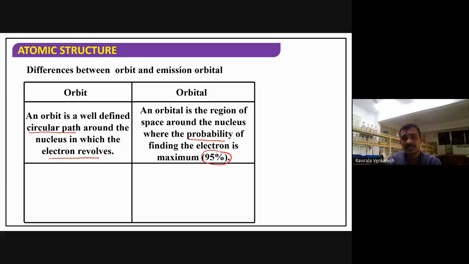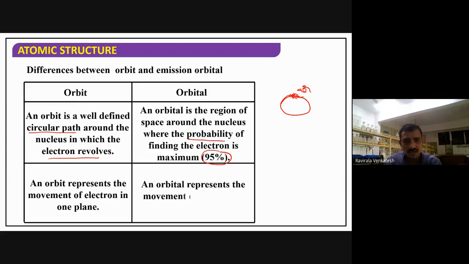This space is the orbit path actually. But what is the probability of the electron here? 95%. In this space, the probability of finding the electron is maximum, 95%. So you are calling this one an orbital actually.